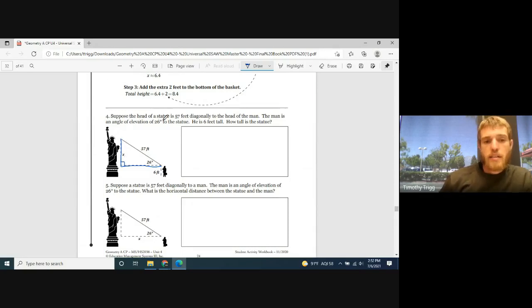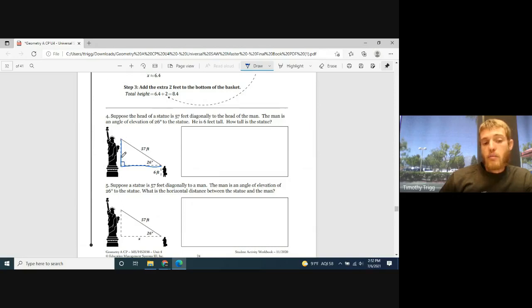It says, suppose the head of the statue is 57 feet diagonally to the head of the man. So from the top of the man's head to the top of the statue's head, it's 57 feet. The man has an angle of elevation of 26 degrees to the statue. And also he is 6 feet tall. How tall is the statue? So first let's find x.